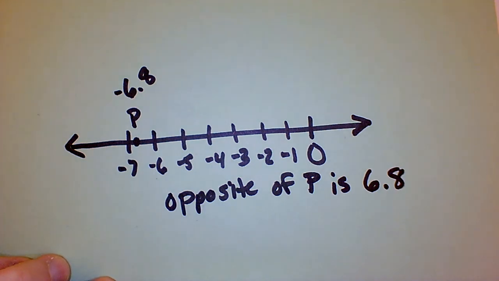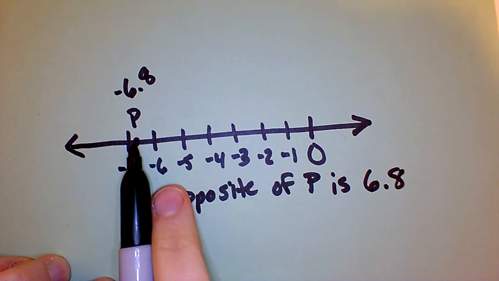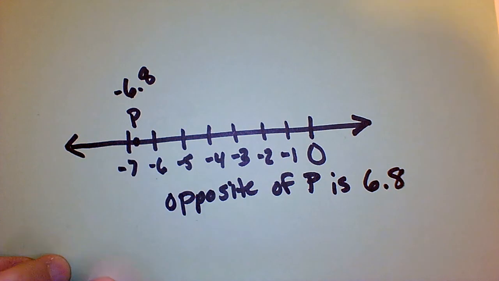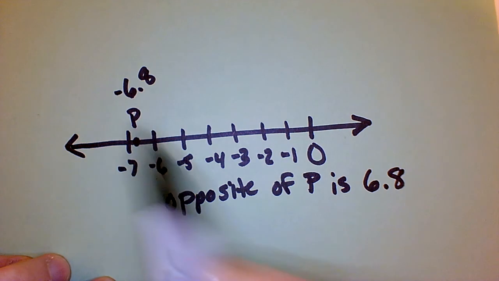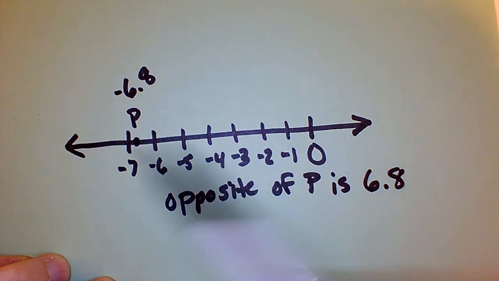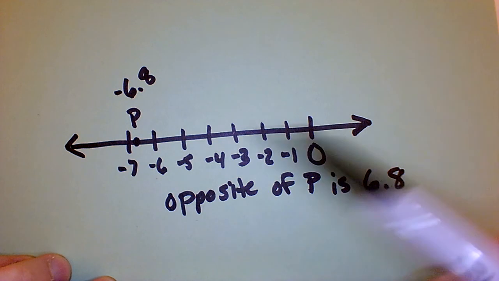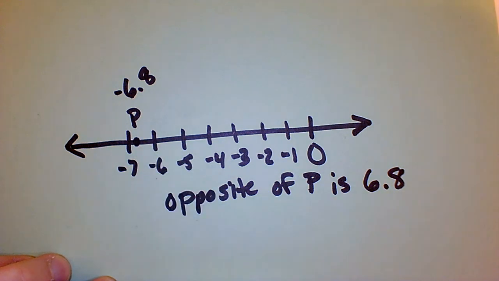Then it says describe the location of P on the number line. Is P about 6 to 7 units to the left of 0 or to the right of 0? P is to the left. So we would say P is 6.8 units left of 0.